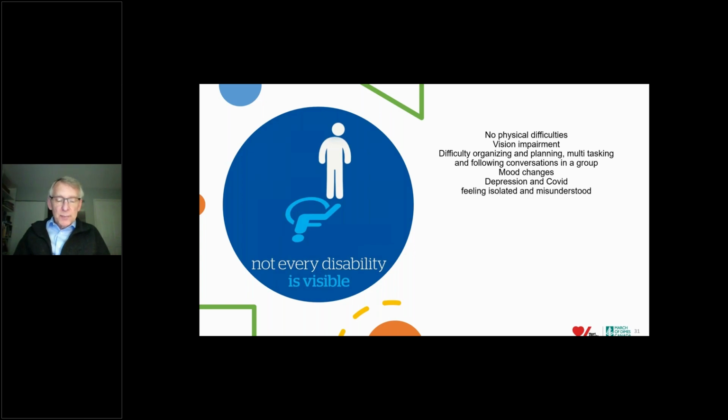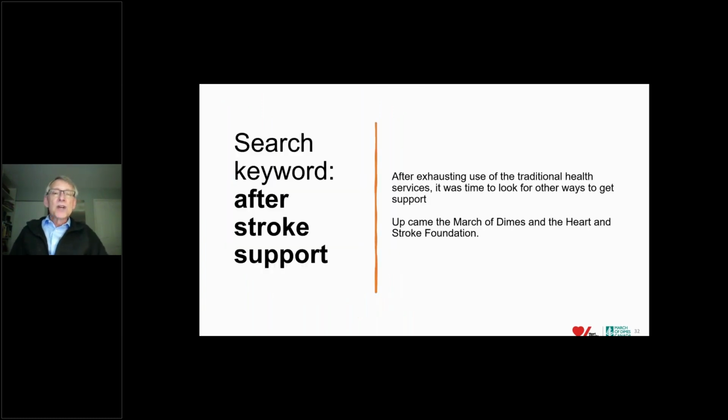I attended physiotherapy and counseling. It seemed that physically I was doing fine, emotionally I was struggling, but the counseling wasn't helping me. The struggles I was experiencing post-stroke were not evident to those around me. After exhausting therapies and support, and no other ideas and support in sight, it was time for Google.